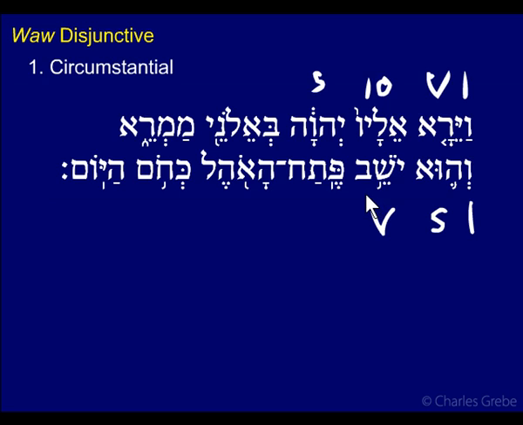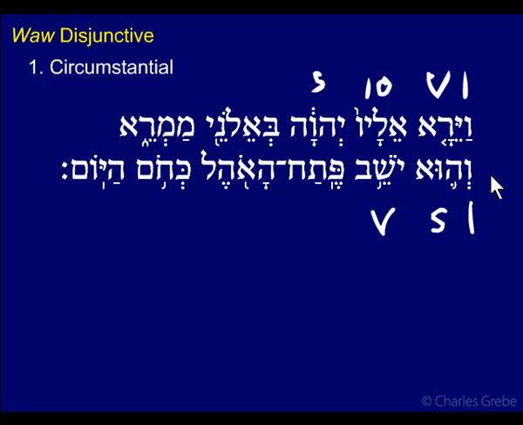Now he was sitting, or maybe while he was sitting at the entrance of his tent as the day was getting hot. This here is telling us some information about the main clause. It tells us where Abraham was sitting. It tells us what he was doing when the Lord appeared to him. It tells us when the Lord appeared to him: when he was sitting at the entrance of his tent.